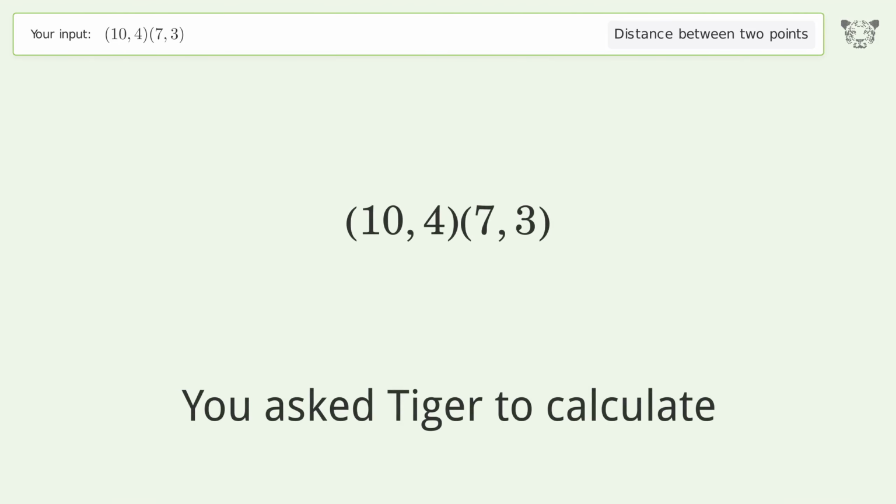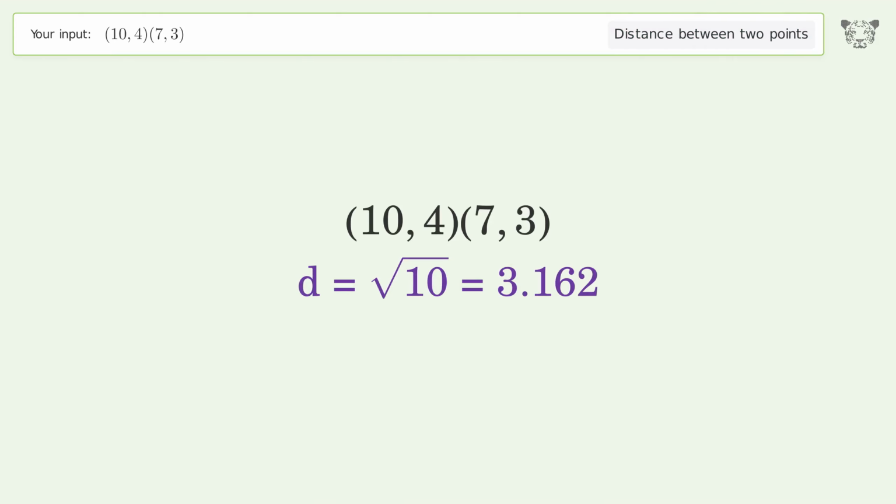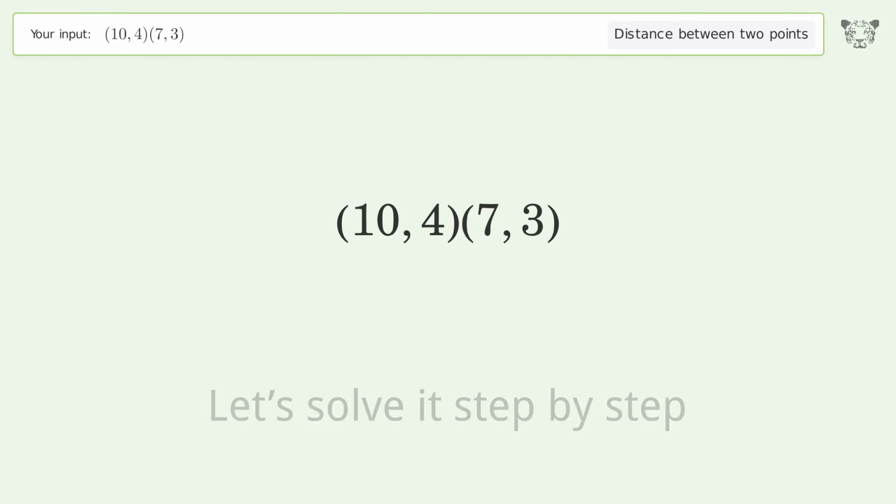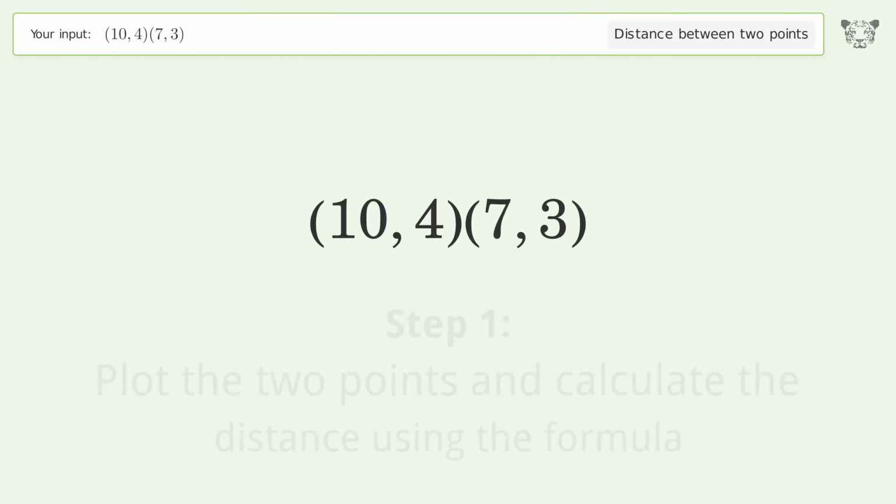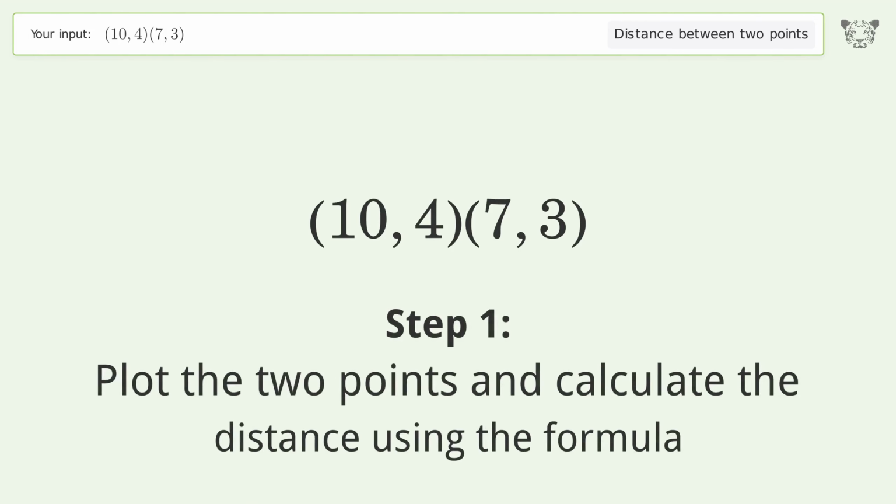You ask to calculate the distance between 2 points. The distance between the 2 points is the square root of 10, or 3.162. Let's solve it step by step. Plot the 2 points and calculate the distance using the formula.